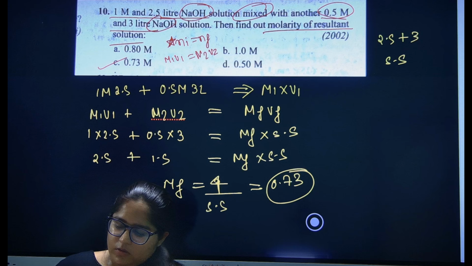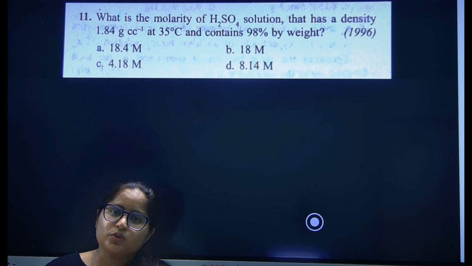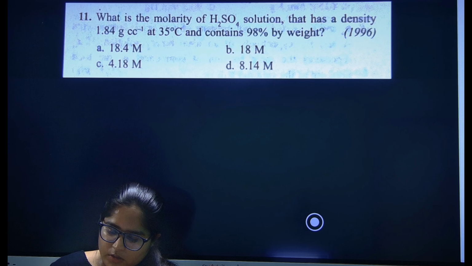Now let us see question number 11. So in the previous question, what was the star point? If mixing, then moles are conserved; if dilution, then M1 V1 equals M2 V2. Now let us see the next question.